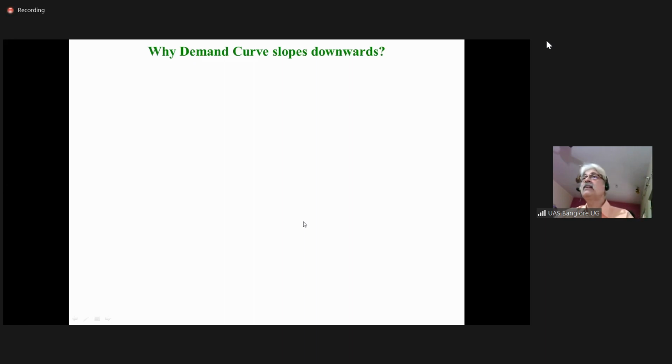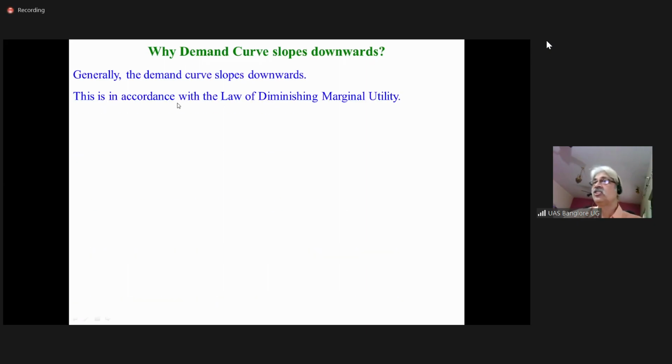Why does the demand curve slope downwards? Why is there a negative or inverse relationship between the quantity demanded and the price? There are 3 causes mentioned here. Generally the demand curve slopes downwards, in accordance with the law of diminishing marginal utility. So the law of demand is related to the law of diminishing marginal utility. That's why we could derive the demand curve from the marginal utility curve.